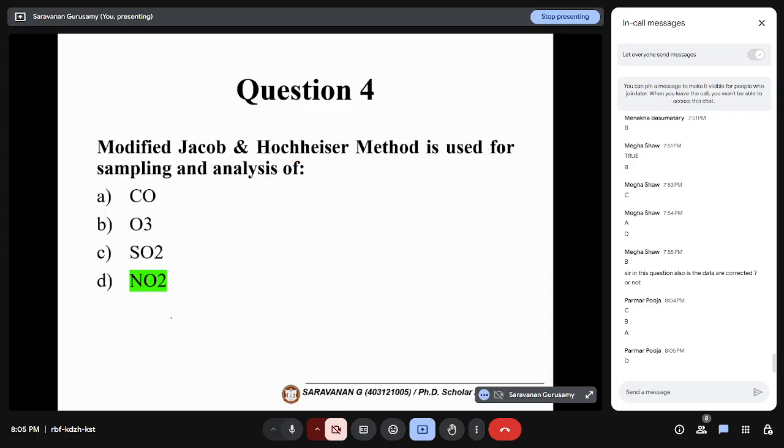For SO2, what is the method? West and Gaeke. It's the West-Gaeke method.